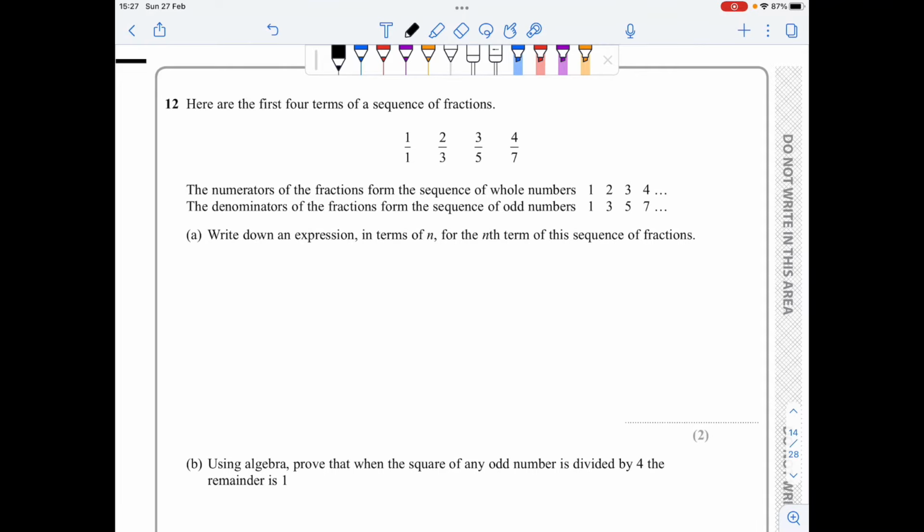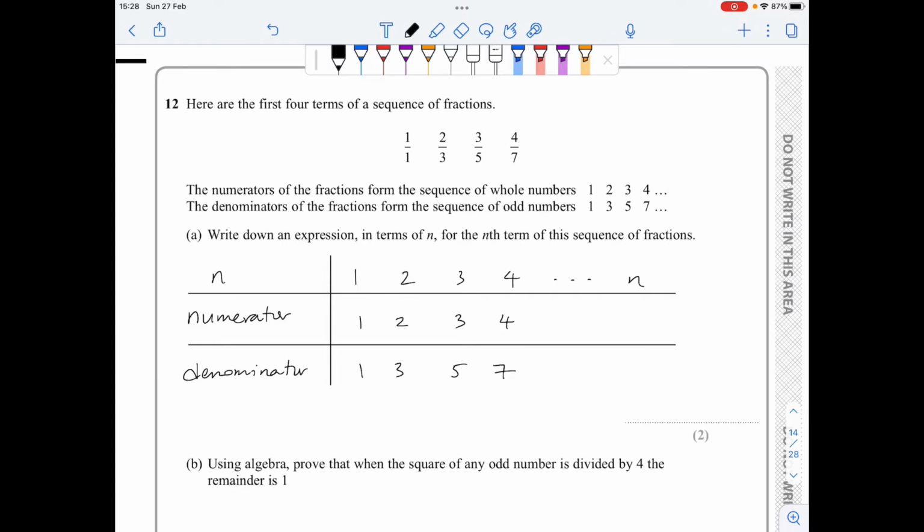For part A of this question, note that the sequence I have is not an arithmetic sequence, so I can't use any of the formulae for the arithmetic sequences. Instead, I'm going to treat the numerator and denominator as separate sequences. Let's make a table to split the numerator and the denominator. Note that as n increases by 1, the numerator is the same. So for the nth term, the numerator will be just n.